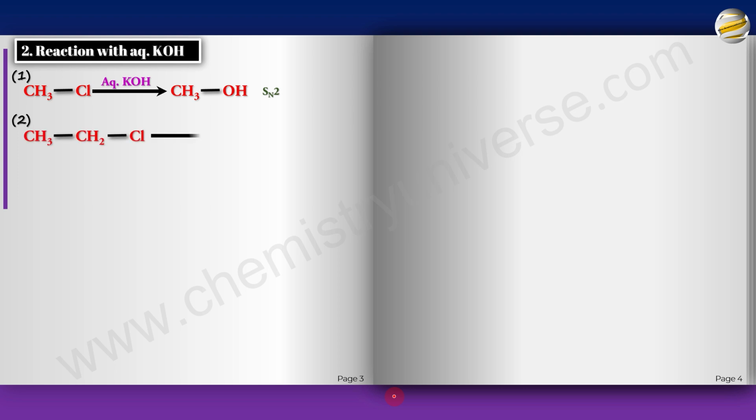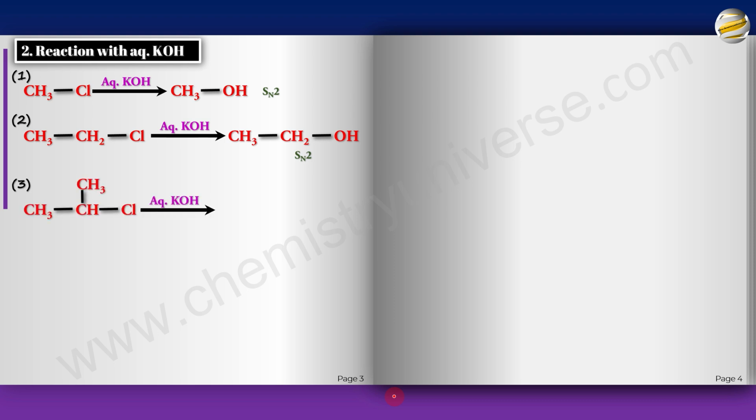Primary halide, what do you think will happen? If you want, you can pause the video now. You will get obviously ethanol and again SN2. What about secondary? Now secondary, remember, can show both SN1 and SN2. But the medium is aqueous, so SN1 will be a little greater because it can easily form a carbocation relatively to the primary one. You will get the secondary alcohol, and it will be both SN1 and SN2. And if I were to bet, I would say SN1 may be a little higher.